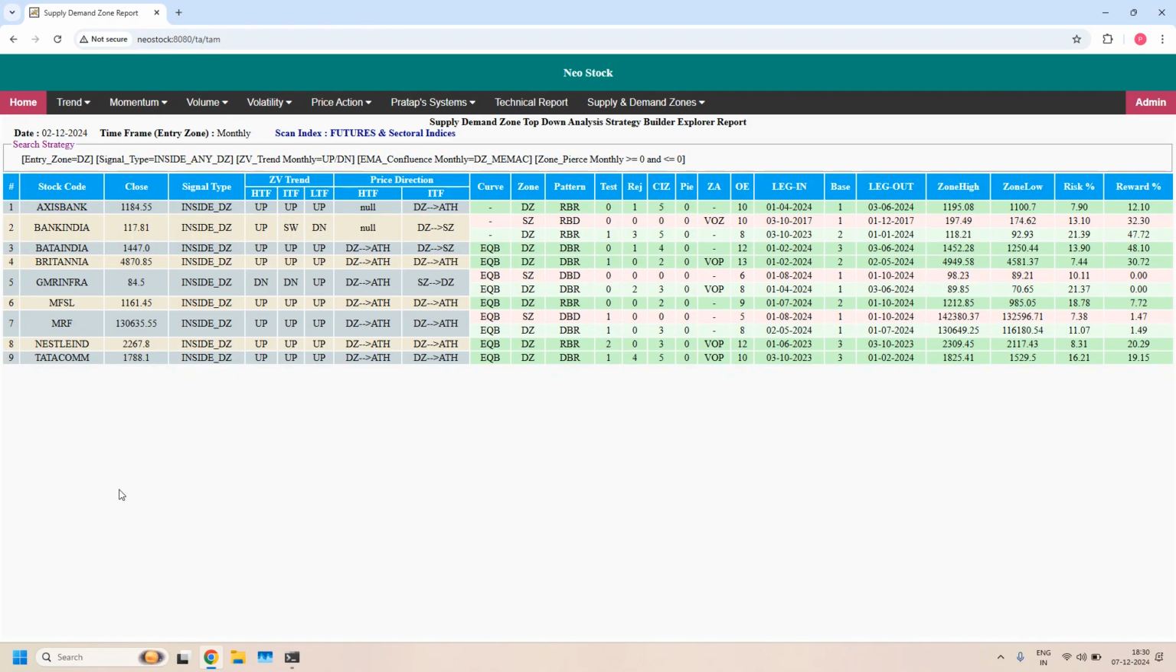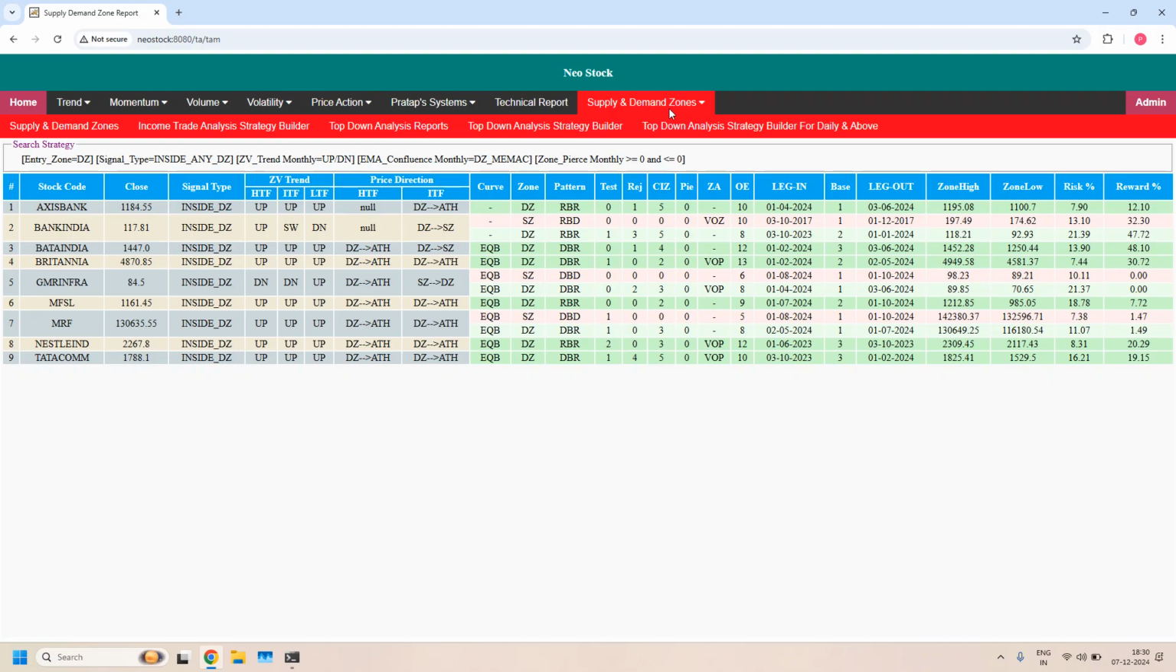Let's filter the stocks. We got 9 stocks. These 9 monthly demand zones are having high probability setups based on the EMA Confluence for the monthly demand zones. And currently price closed in the monthly demand zones. Okay, next.